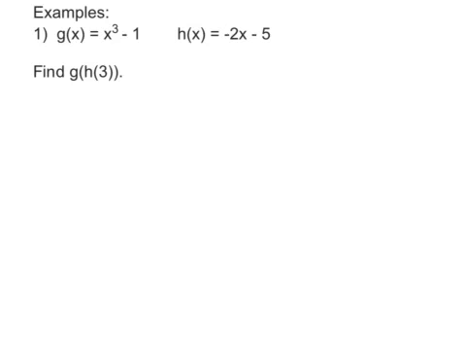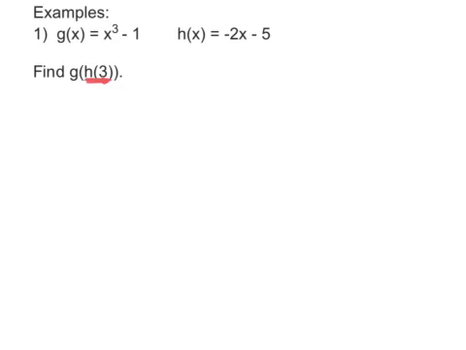So let's try an example. So the first example, we have g of x equals x cubed minus 1 and h of x equals negative 2x minus 5. So we're going to find g of h of 3. So we're going to start with our number, which is 3. And notice right in front of the 3 is an h. So we're going to start by evaluating h of 3.